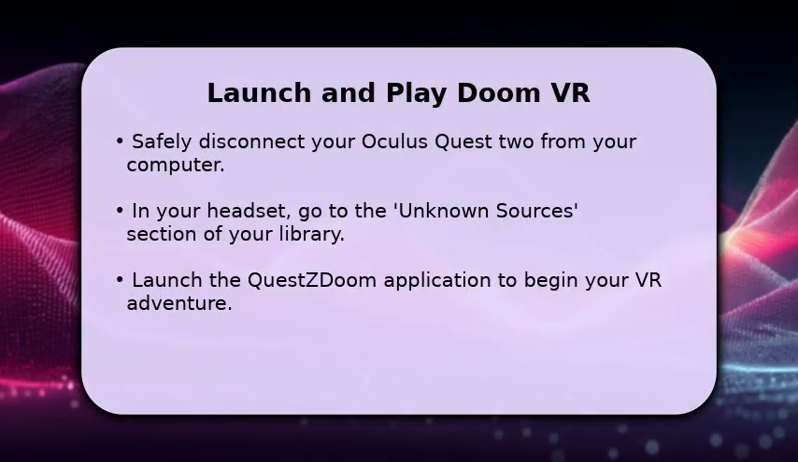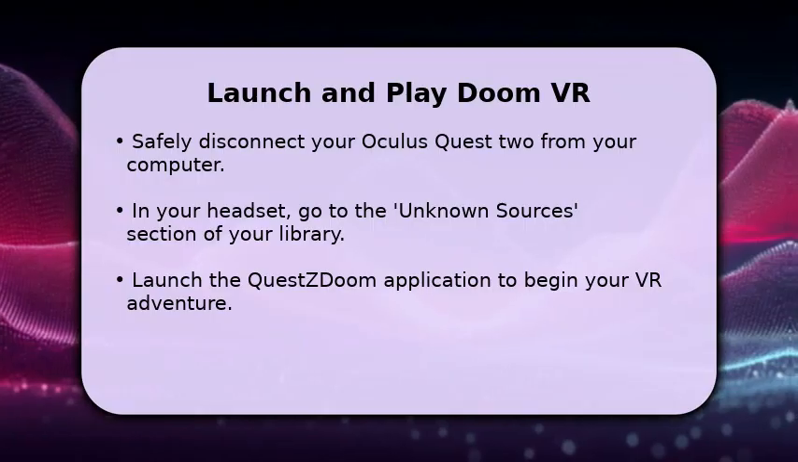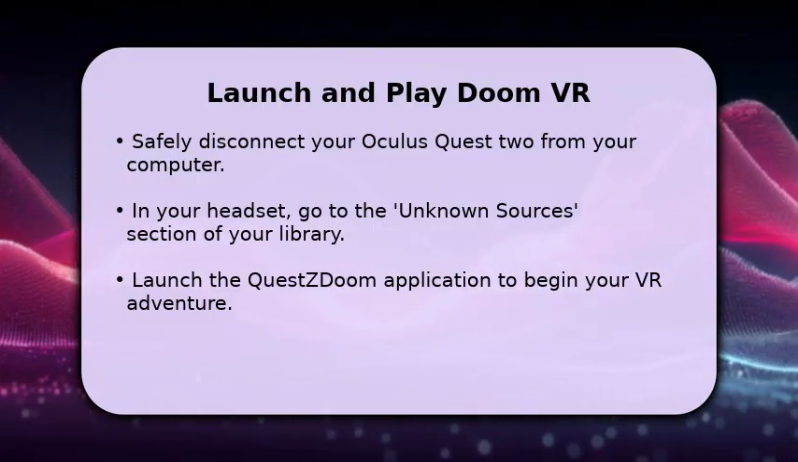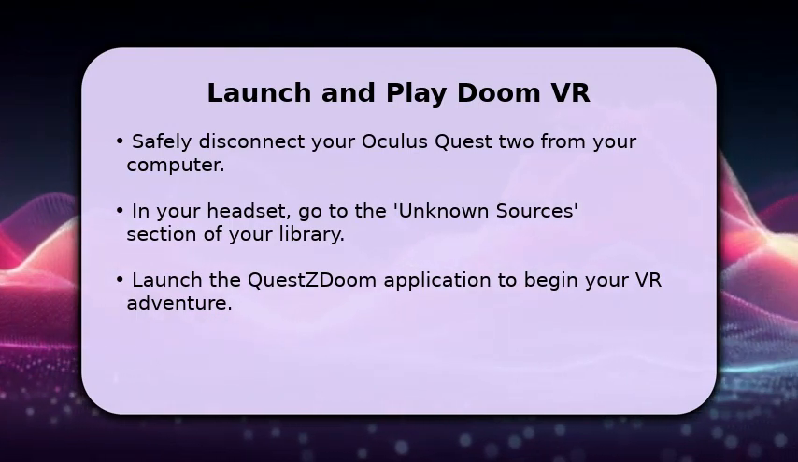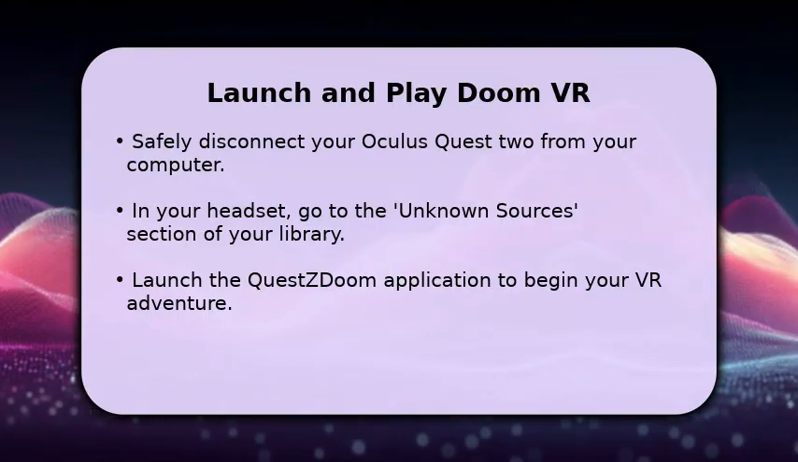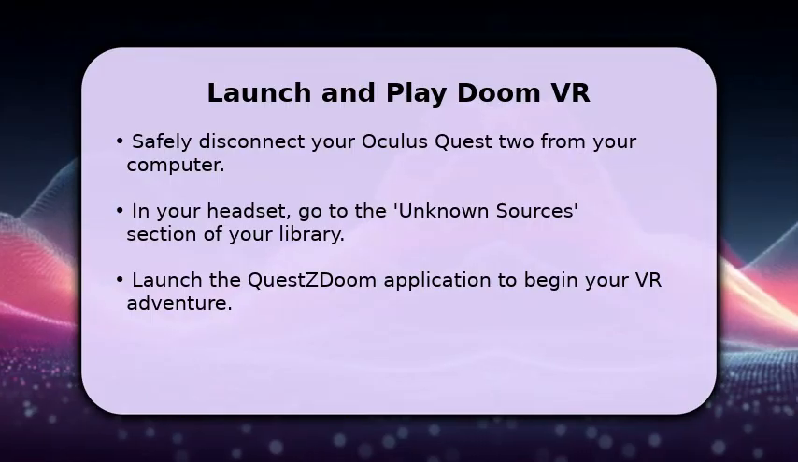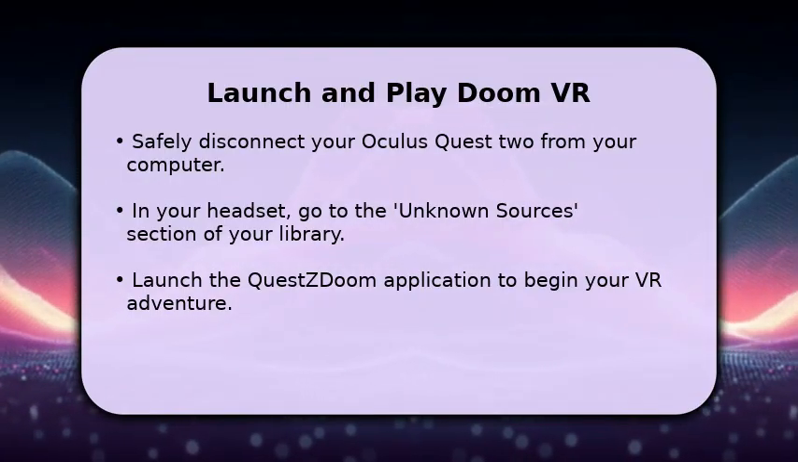You're almost ready to experience classic Doom in virtual reality. First, safely disconnect your Quest 2 from your computer. Next, put on your headset and navigate to your app library. From there, select the Unknown Sources filter to find the Quest Z Doom application. Launch it, and you will be able to select your game and any desired mods. Prepare to immerse yourself in the iconic world of Doom.